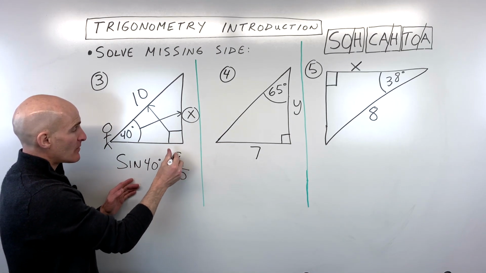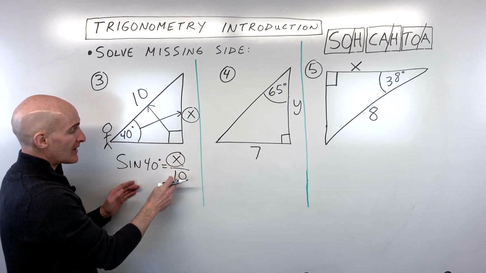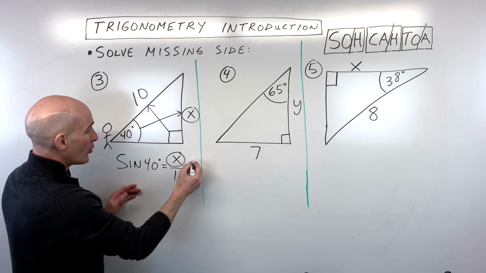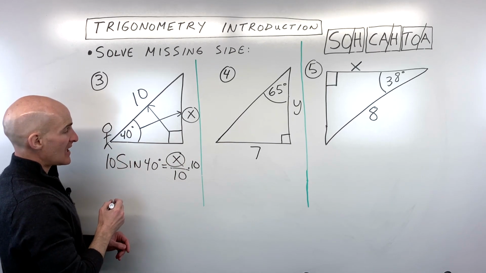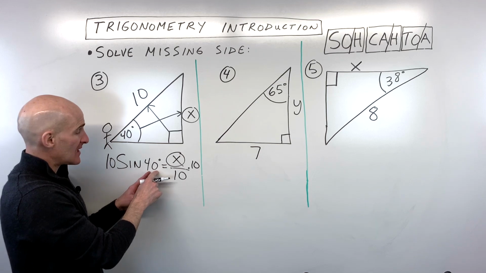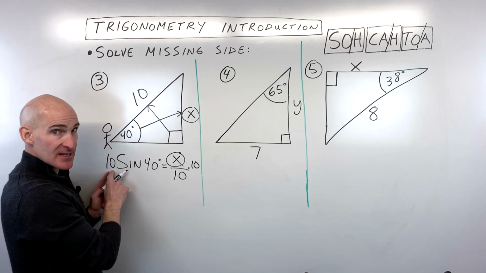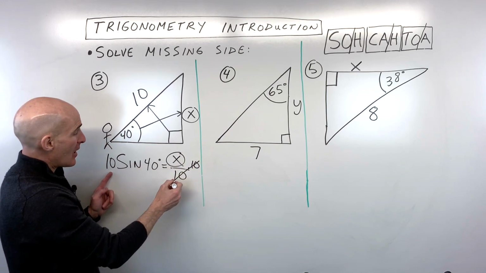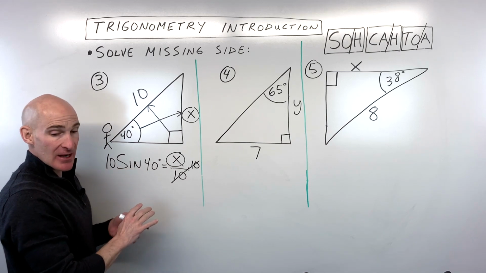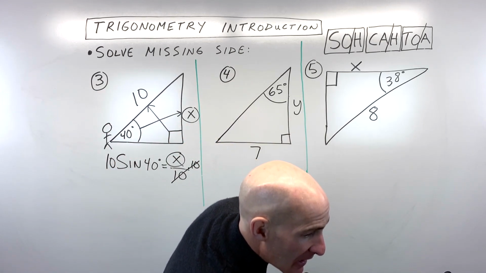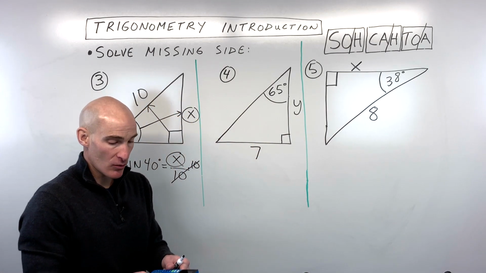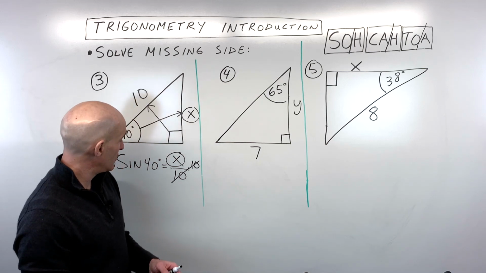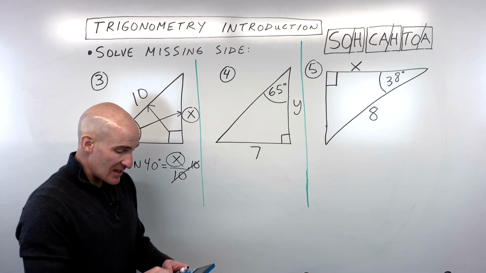Now, we want to get x by itself. What's the opposite of dividing by 10? Well, that would be to multiply both sides of this equation by 10. Don't multiply the 40 by 10 and make that 400. Just put the 10 in front of the sine. And now you can see we have 10 times the sine of 40. Now, you're going to need a scientific calculator, or in this case I'm just using a graphing calculator, but we're going to type this in, 10 sine of 40.